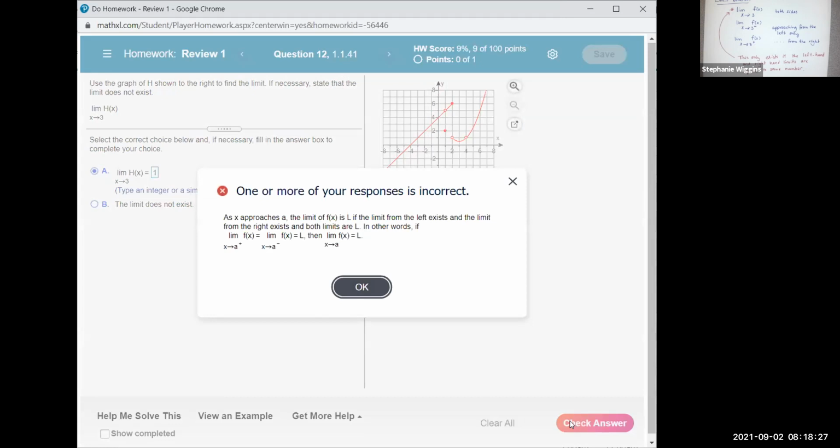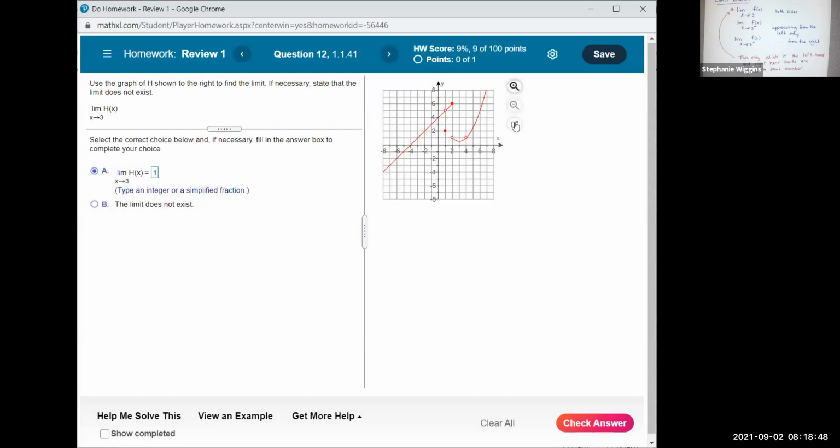What did I do wrong? Did I go to the wrong spot? Hold on. Let me blow this up. So we're looking for the limit as x approaches 3 of h of x. Use the graph h shown to the right to find the limit. If necessary, state that the limit does not exist.